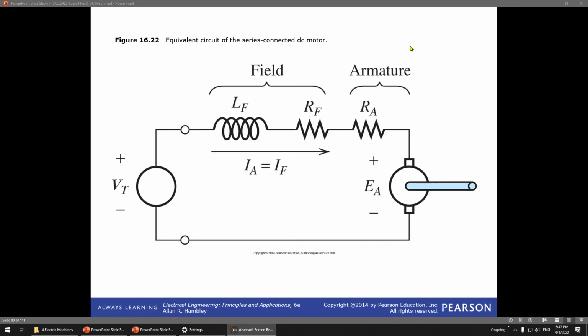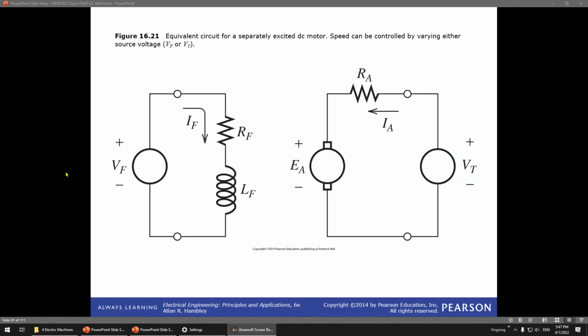And make sure you know how to draw this. Series, shunt, and separately excited, you also need to know how to draw these.